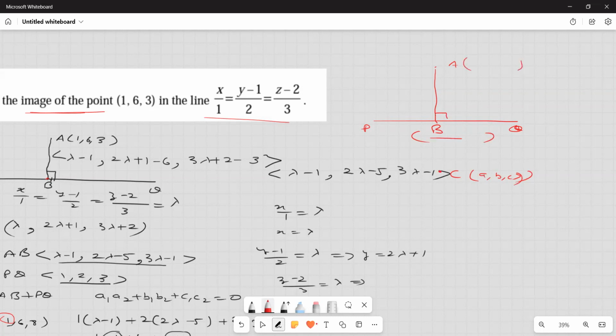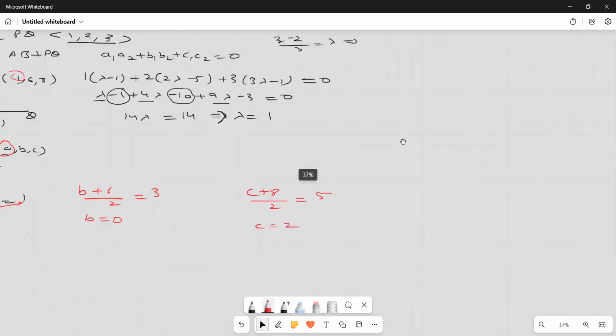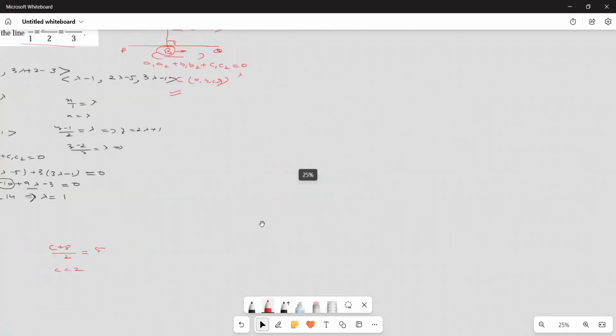So this lambda point B will come. Can you find the drs of AB? If you have drs of AB, you have drs of PQ, and they are perpendicular. Then the condition of perpendicularity is a1a2 + b1b2 + c1c2 = 0. That will give you the value of lambda, and putting the value of lambda, you will get point B. If you have point B, you can find the foot of perpendicular, the distance of the perpendicular from A to PQ, or the image of A in line PQ. Clear? The three parts I have covered in one question. They can come separately or as the whole question in 5 marks.